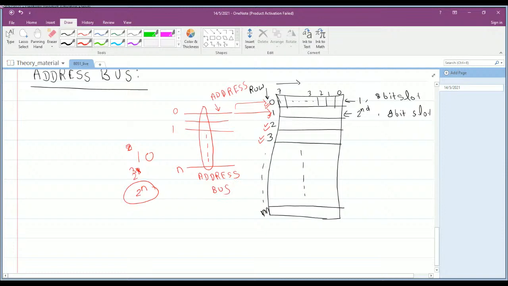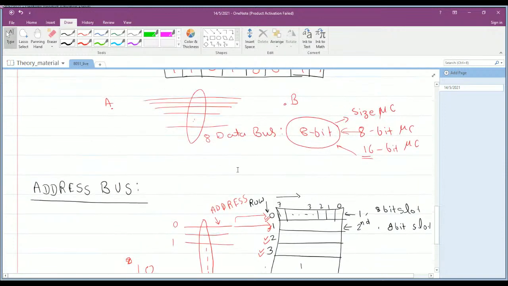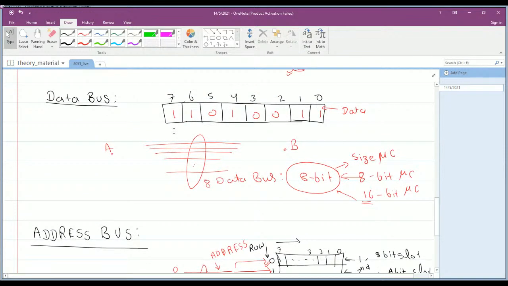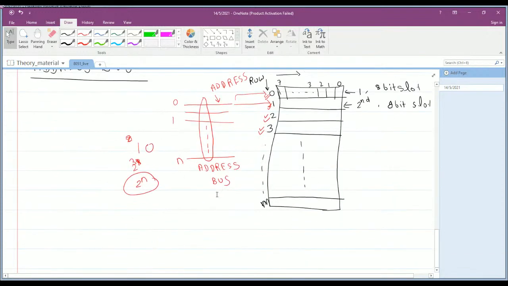Okay, so these are two different things, the data bus and the address bus. The data bus is used to transfer data from one location to another location, and then we have the address bus, which tries to access the data that is stored at a specific location. This bus is used to decode the address or to fetch the data from those specific addresses.